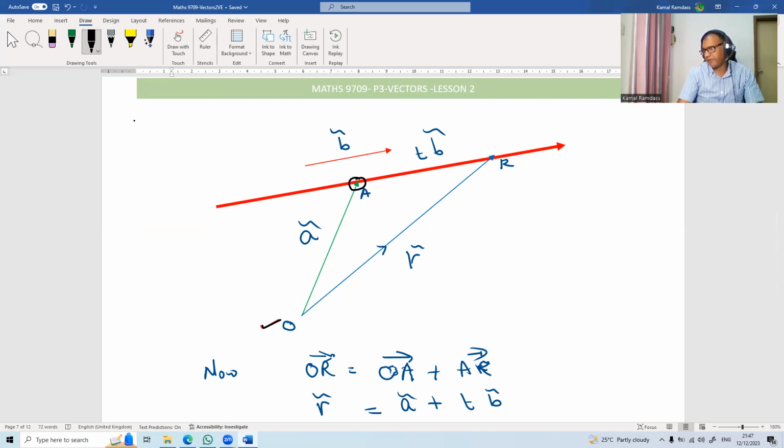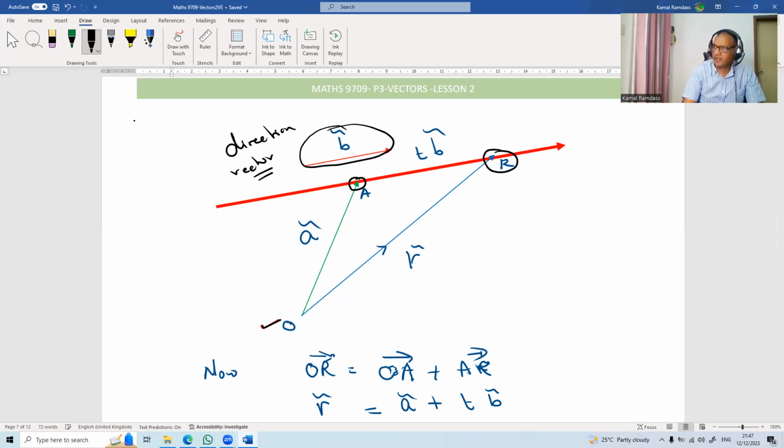That means the first point, OA, A1 i roof plus A2 j roof plus A3 k roof. And this is my displacement vector, or my direction vector, the vector parallel to the line. OK? And this is any point on the line, a random point on the line.